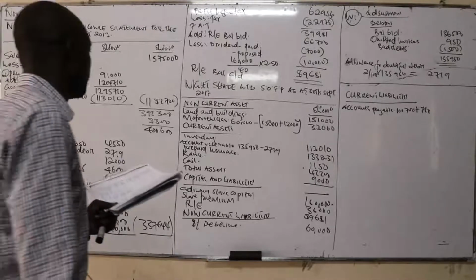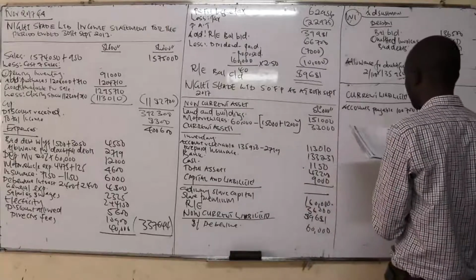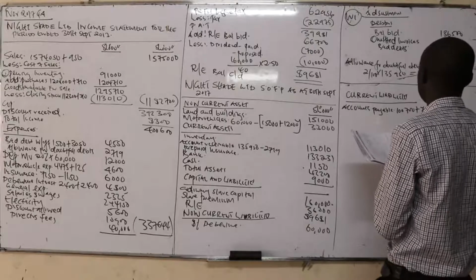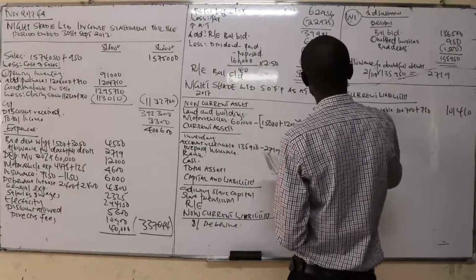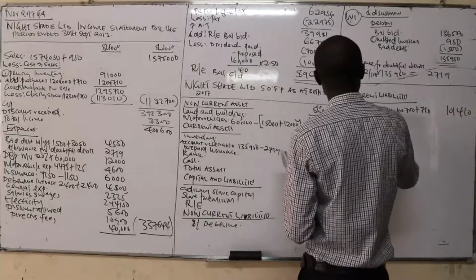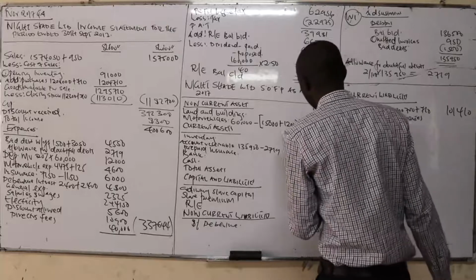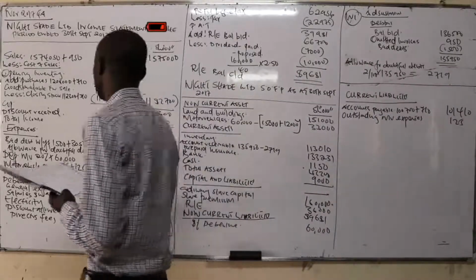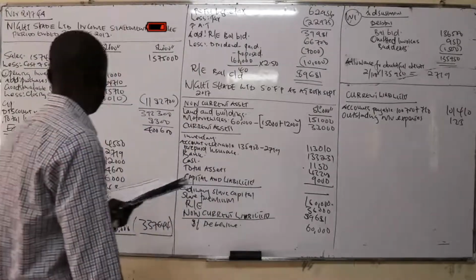So how much will this be in the end? 101,410. We also have outstanding motor vehicle expenses. You're not happy? 125, this one. Okay. Outstanding motor vehicle expenses, this one.